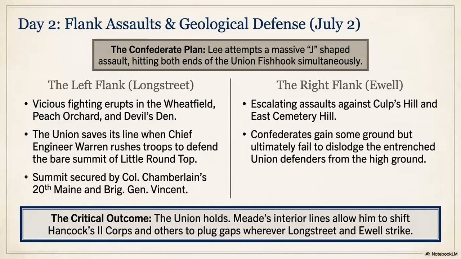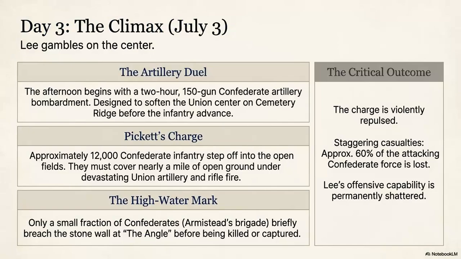Meanwhile, on the right flank, Ewell launches escalating assaults against Culp's Hill and East Cemetery Hill, gaining ground but failing to dislodge the entrenched Union defenders. The critical outcome? The Union holds. Meade's compact interior lines proved decisive, allowing him to shift Hancock's Second Corps and others to plug gaps wherever the Confederates strike. We arrive at Day 3, the climax, where General Lee gambles everything on the Union center.